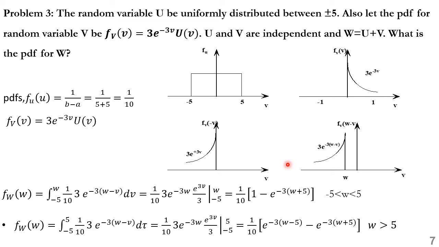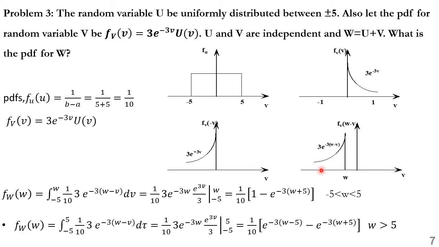In the next interval, we are moving this further till w reaches 5. At that time, we get fw of w as the product of these two PDFs, and we integrate this with respect to v. We get the answer as 1 over 10 into 1 minus e to the power minus 3 into w plus 5. That w value is varying between minus 5 to 5.